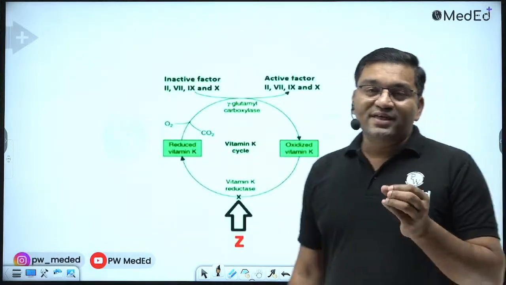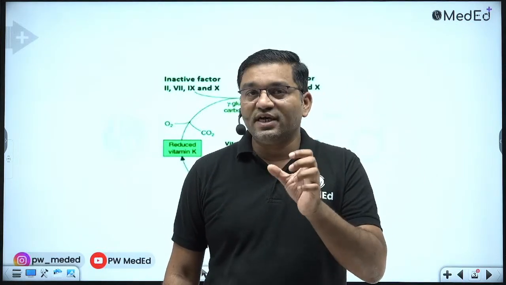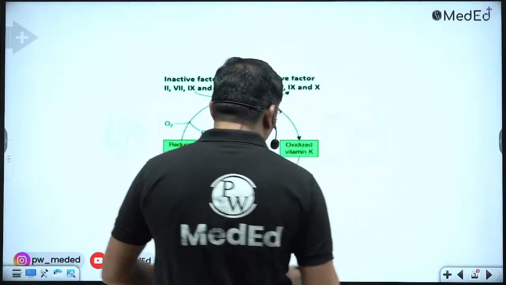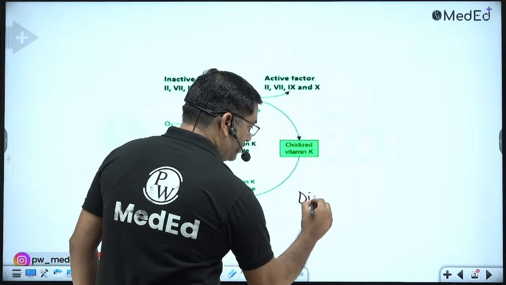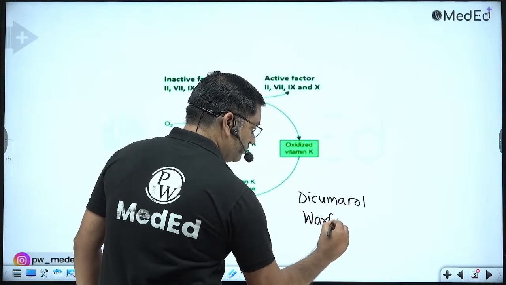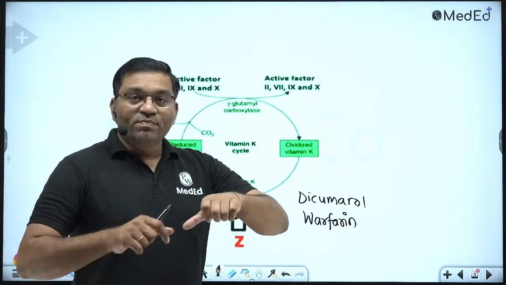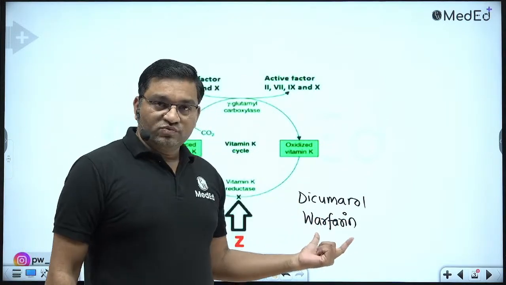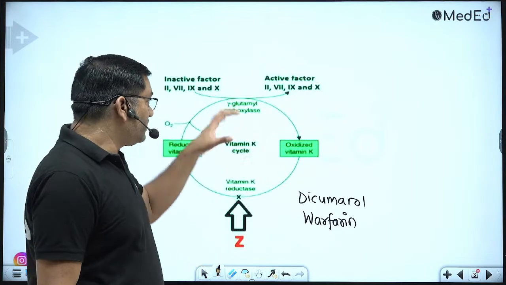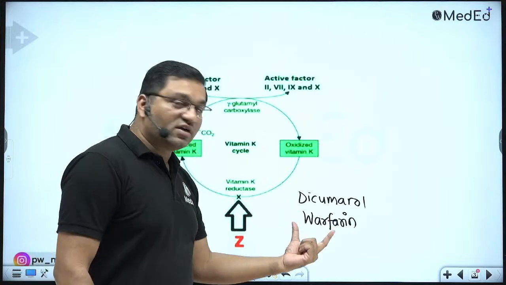Now there are a number of examples of competitive inhibition which are used as therapeutic agents in treatment. For example, see this, dicumarol or warfarin. These are oral anticoagulants, and this topic is integrated with pharmacology. So there is a chance of a question on this topic. It is related with vitamin K, with competitive inhibition, and with these drugs.